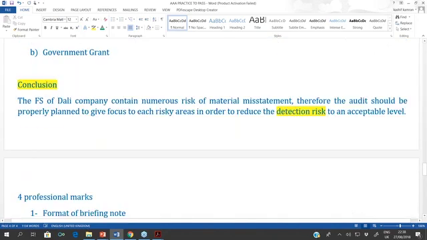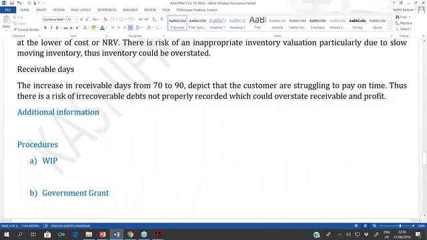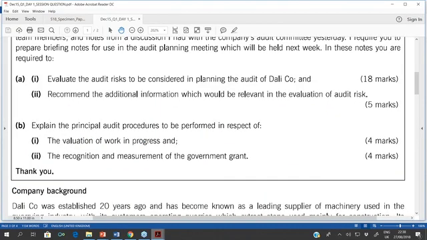Just to wrap it up, there is a requirement for additional information in this question, right? And it has come many times in question number 1. Question number 1 contains additional information most of the time. Now see, the examiner is giving us only 5 marks for additional information. Recommend the additional information which would be relevant in evaluation of risk. Now we know additional information is something tangible. Information means the information you are taking from the management.